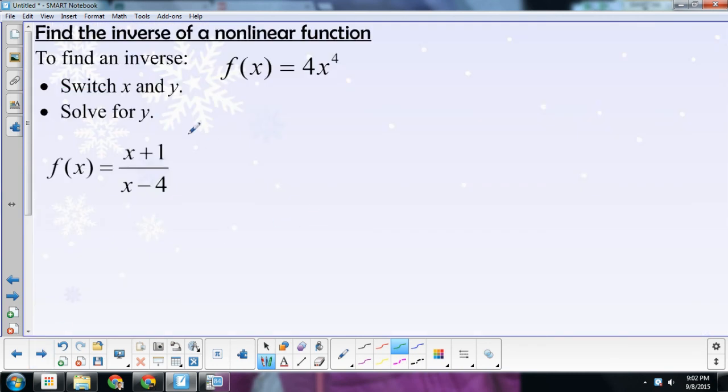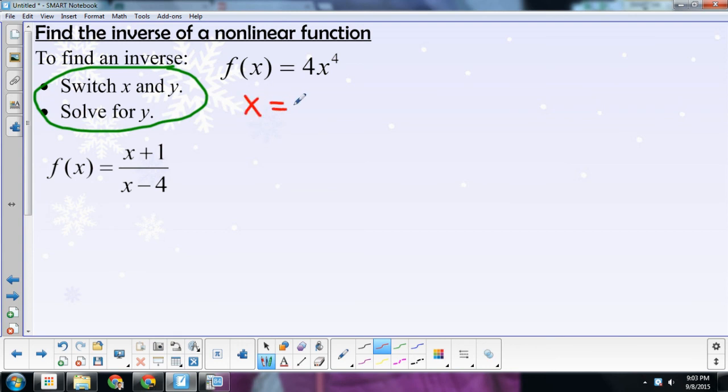Now, a couple more inverses to practice on. If I want to find the inverse of a nonlinear function, the idea is the same. I switch x and y, I solve for y. So f of x is function notation instead of using x and y, but it's going to work the same way. I'll imagine that this is a y and this is the x, and we'll flip them.